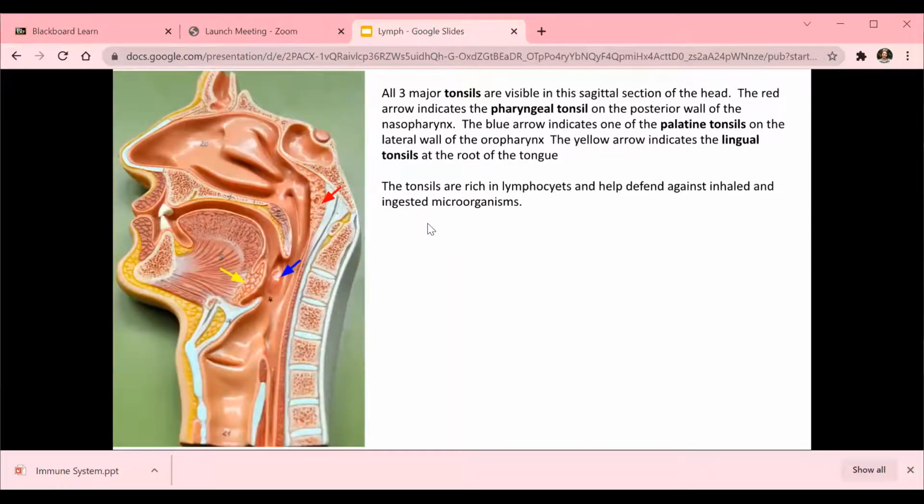The next structure is the tonsil. I told you that we have 3 tonsils in our pharynx, 3 major tonsils. You can see the pharyngeal tonsil in the roof of the pharynx. You can see the palatine tonsil in the back of our oral cavity, and you can see the lingual tonsil in the root of the tongue. The tonsils are full of lymphocytes and can help us defend against all inhaled and ingested microorganisms.